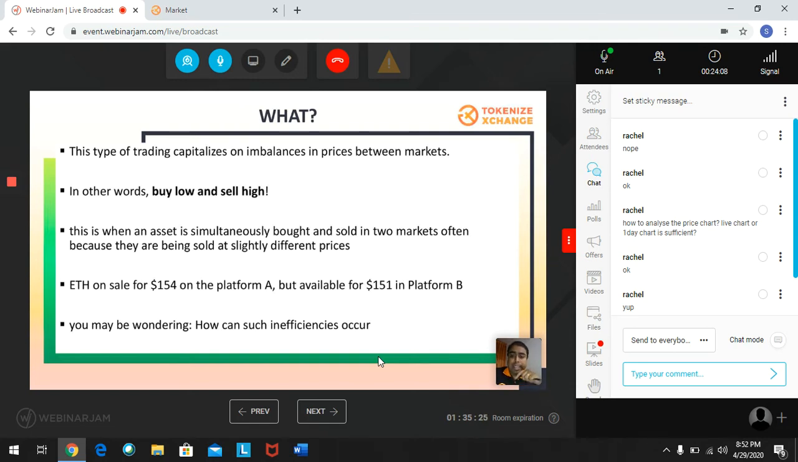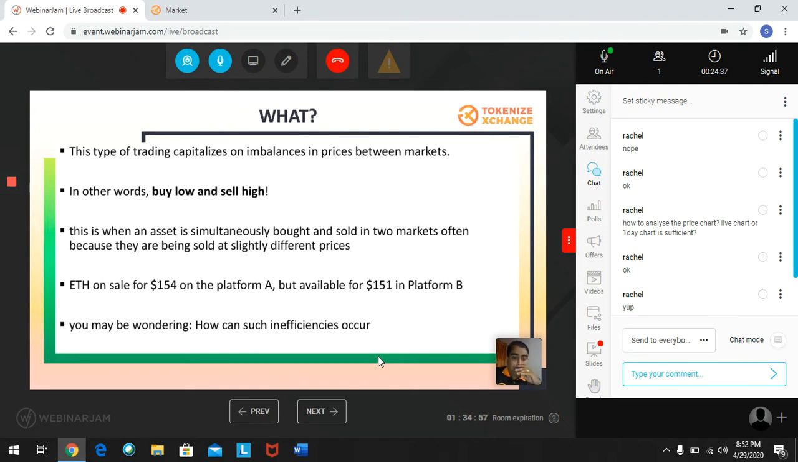Taking this example, Ethereum is on sale at 154 US dollars on platform A, but on platform B, it's available for 151 US dollars. So you can see the price inefficiency over there. For digital assets, yes, this is allowed. That is why arbitrage is very useful in digital asset exchanges.